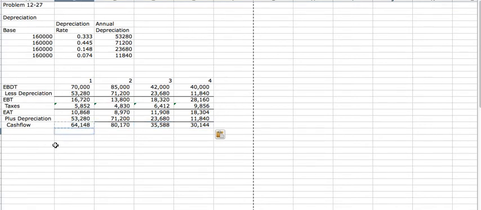Now that we have our cash flow numbers, you know what we're going to do next. We're going to get our calculators ready, because what we're trying to do, it says use the net present value method to determine whether we should purchase this asset. So I'm going to turn my calculator on, and if you recall, we're going to be pushing the CE/C button first. That clears everything out.